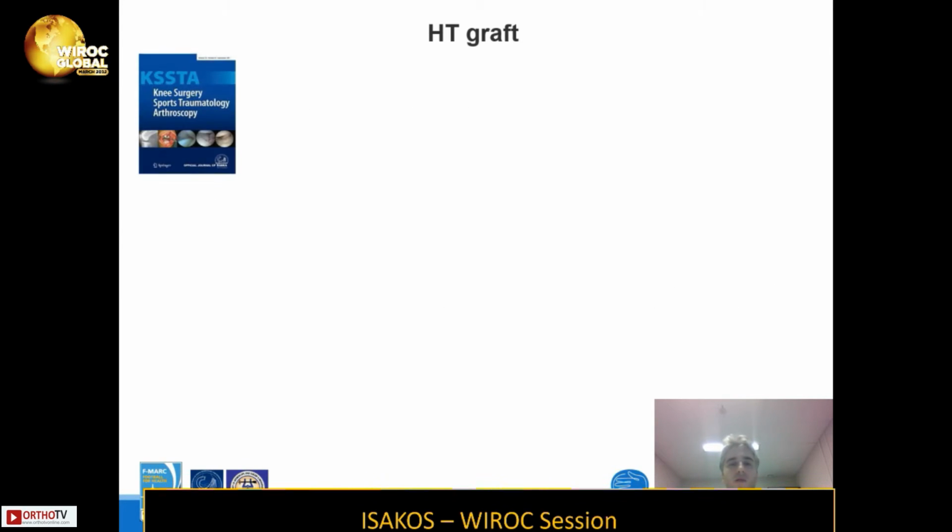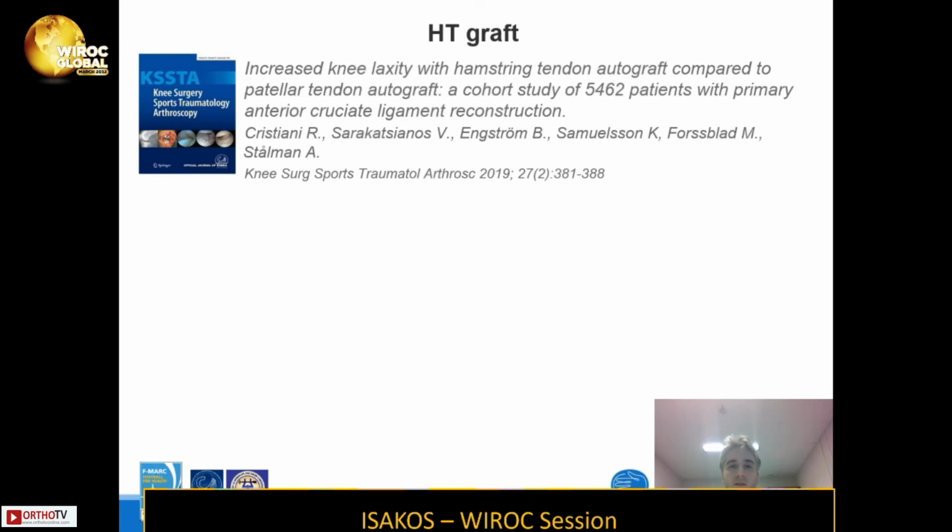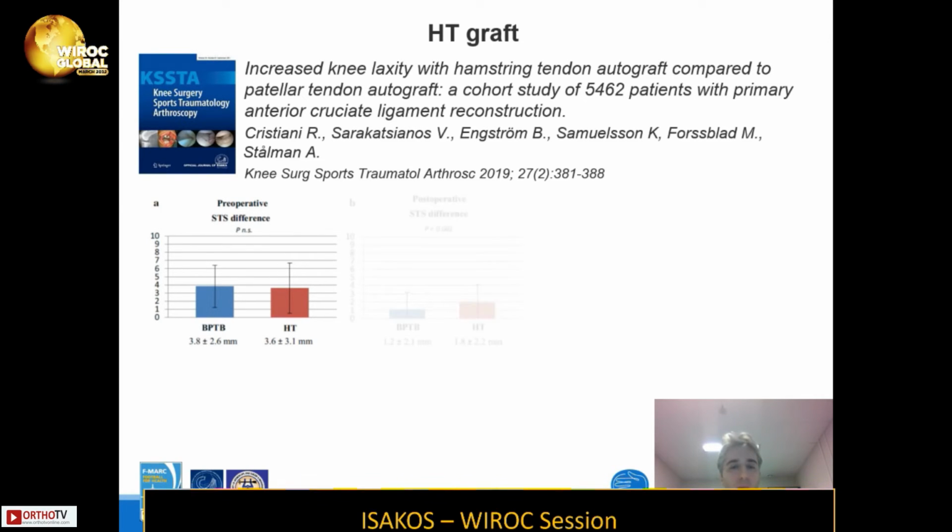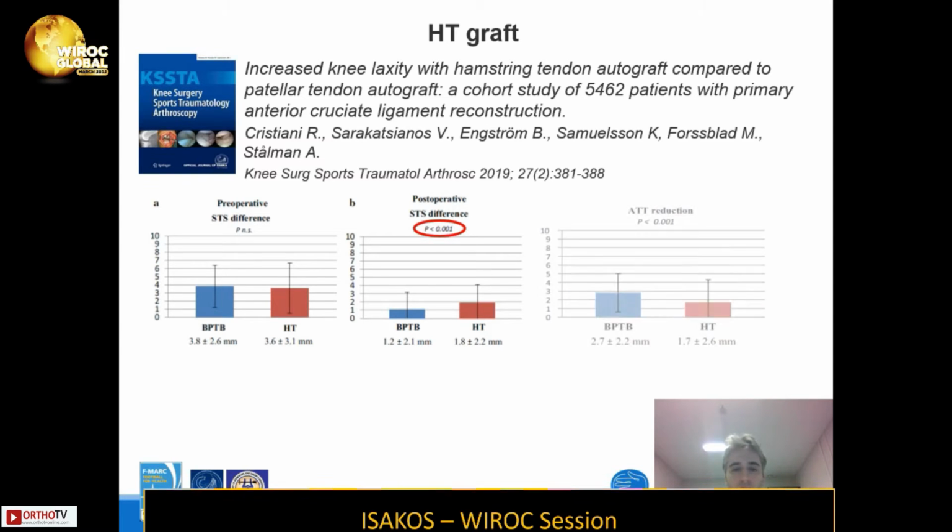Regarding the hamstring tendon graft, we looked at the differences in graft laxity in a separate study we published in CASTA. In this study, where we evaluated 5,500 patients, we compared hamstring tendon with bone patellar tendon bone autograft, and we found that the postoperative side-to-side difference was significantly higher in patients who received a hamstring tendon autograft.